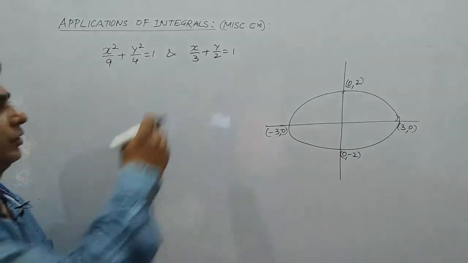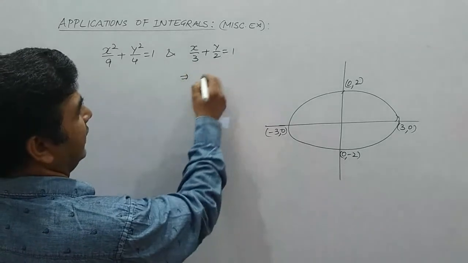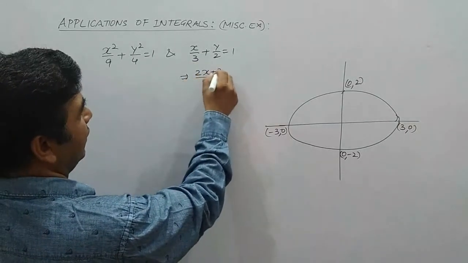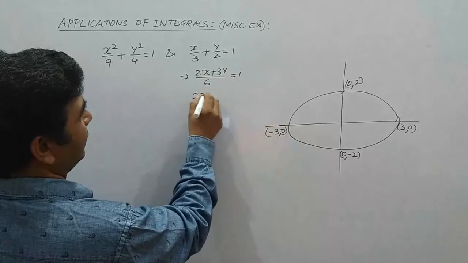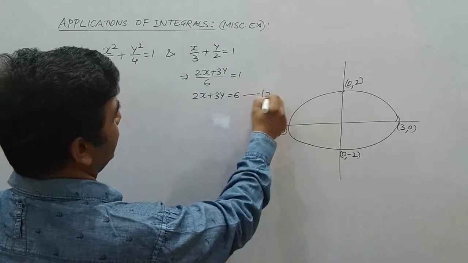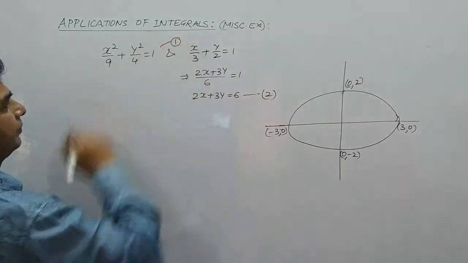And this is the straight line. Let me simplify it by taking the LCM, 6. So this is 2x plus 3y is equal to 6. This is the equation of the line, equation number 2, and this is equation number 1.